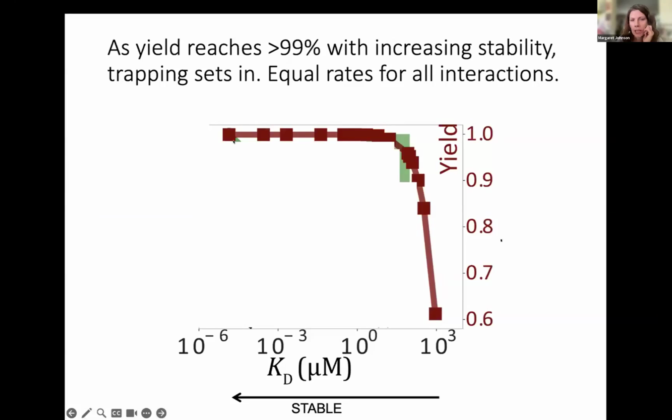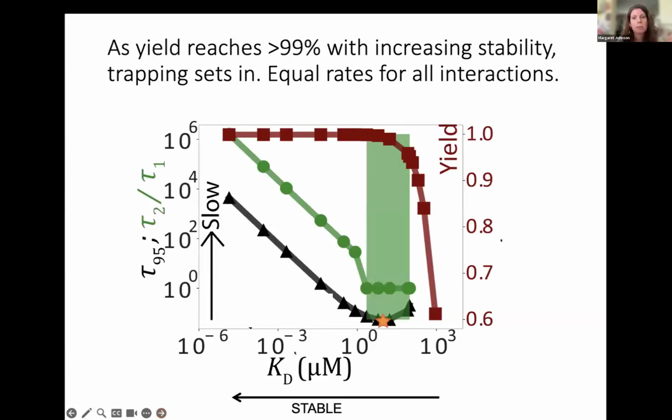And of course, as you overstabilize it, you can't get better than 100%. Everybody's in a trimer. But then at the same time, what I'm showing in the black and the green are the timescales. So as you reach 99% yield, you accelerate. So you're now assembling very quickly. There's no trapping. But as you overstabilize it, you see this exponential slowdown in the time to reach equilibrium. And this is because you're slowing down dissociation and you're forming these plateaus. You're getting stuck.